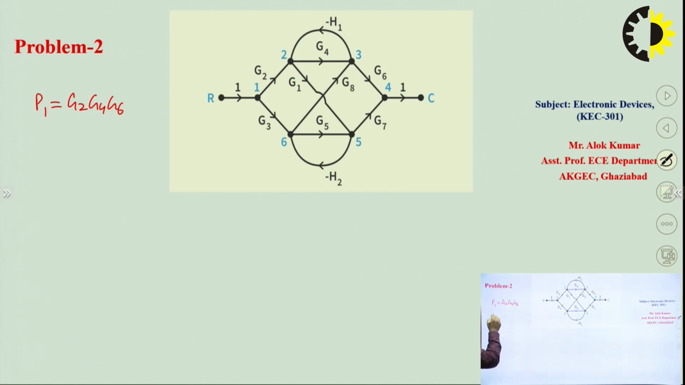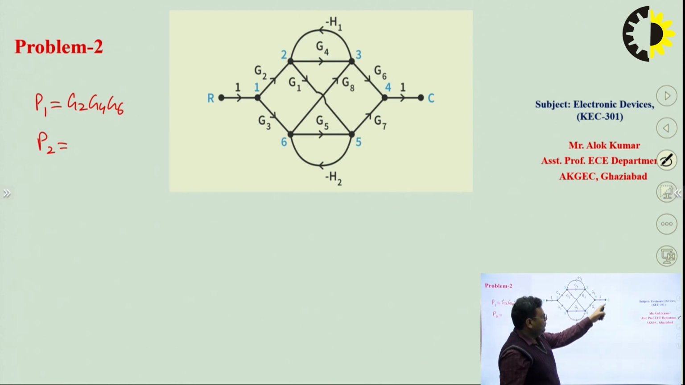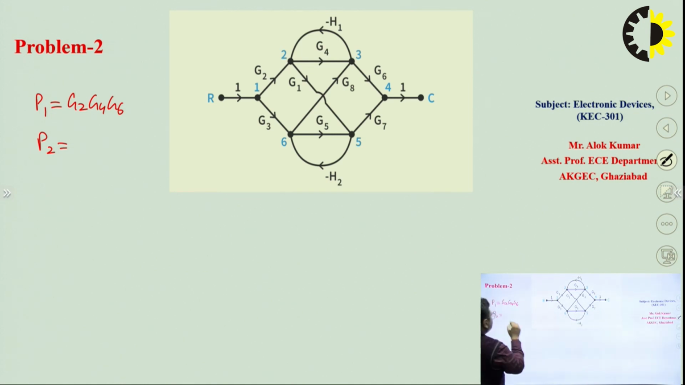Similarly, the second forward path P2 will be, if we go from node 1 to node 6, then node 5 and then node 4. So it should be G3, G5 and G7.